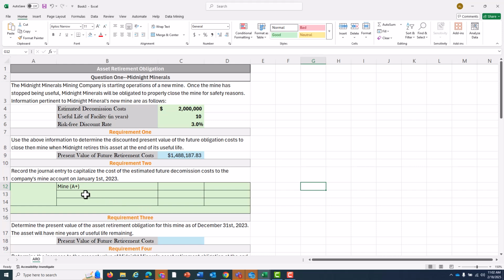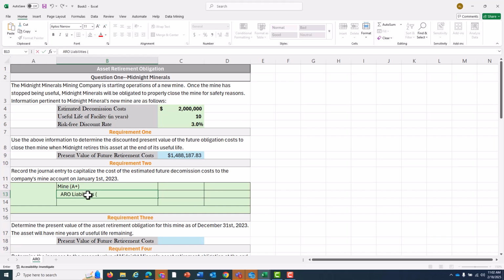Now, what is my credit going to be? Well, this is how much we are liable now to pay 10 years in the future, because we have to properly seal off and close this mine. So I'm going to credit this to an account called ARO liabilities.